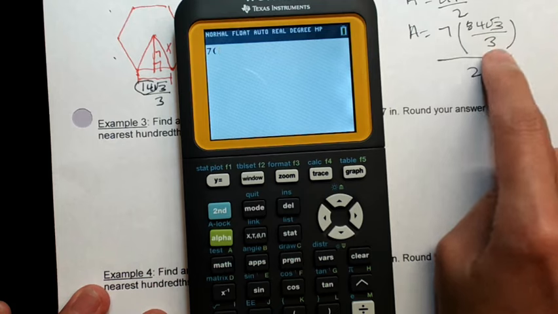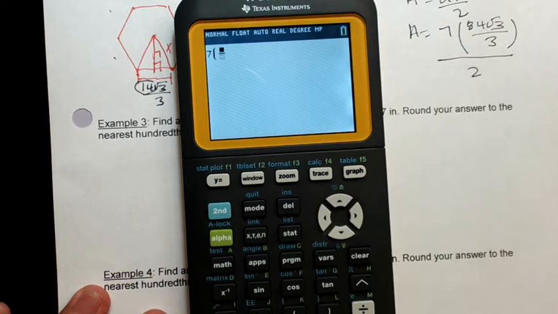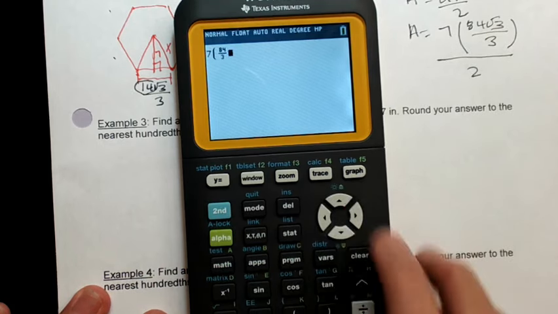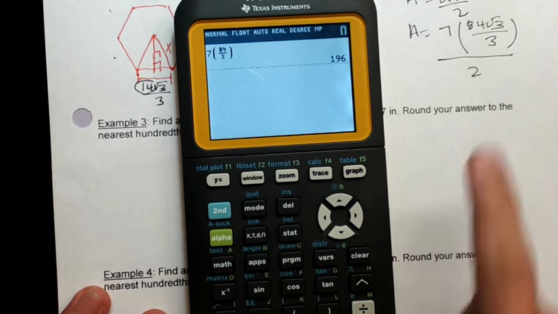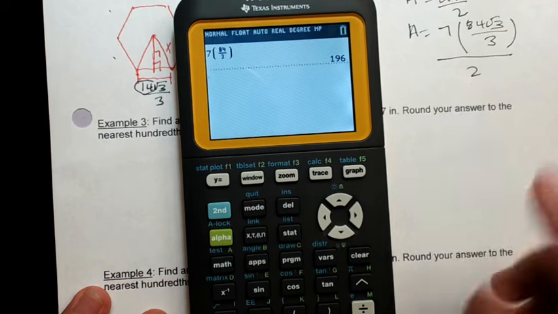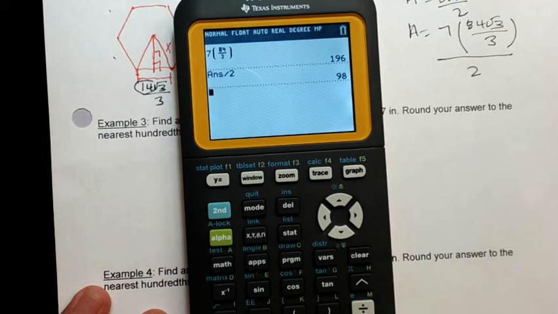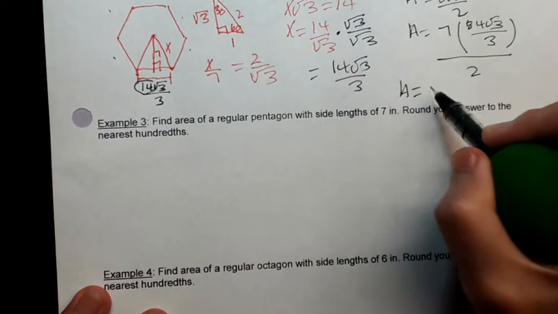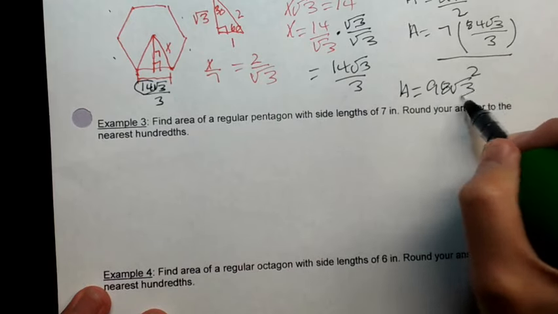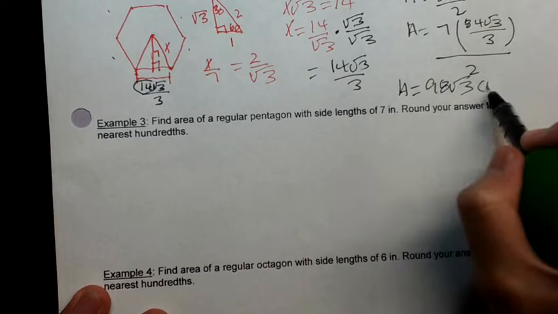So I have 84 over 3. Alpha y equals 84 over 3. Are we all there? Do we all see where the numbers are coming from? And then I press enter. My last thing I need to do is divide it by what? 2. Boom, so 98 radical 3. Notice I left it in terms of the radical, because we don't want to round as we go. And that value is going to be centimeters squared.